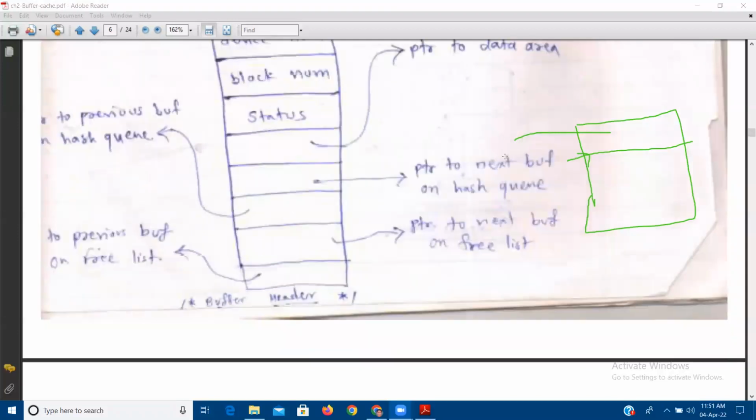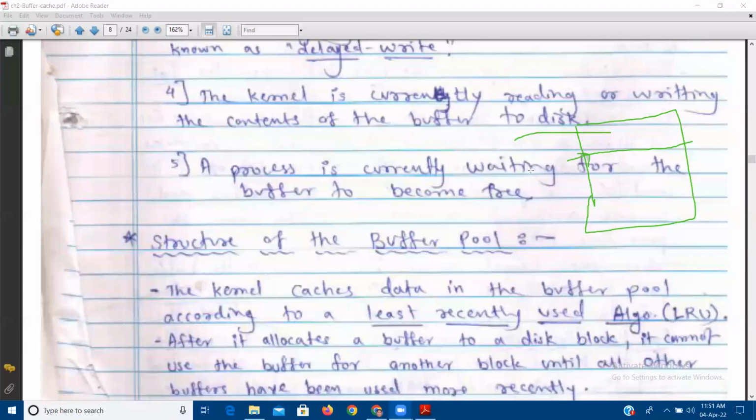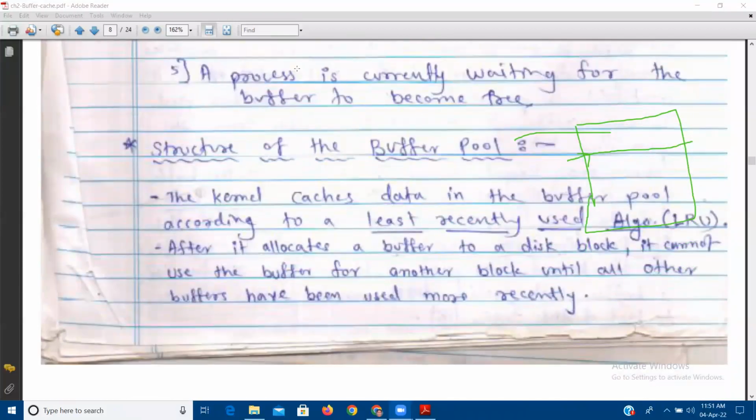So the second point from this chapter is the structure of the buffer pool. So this is about the structure of the buffer pool. So the buffer cache is also called a buffer pool.